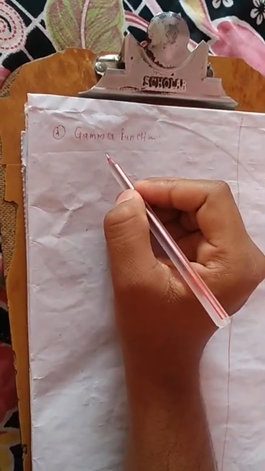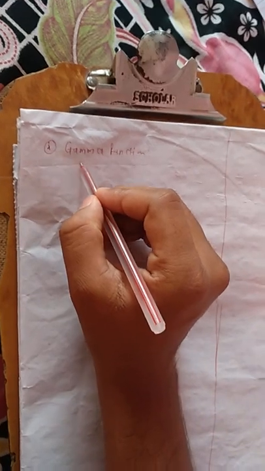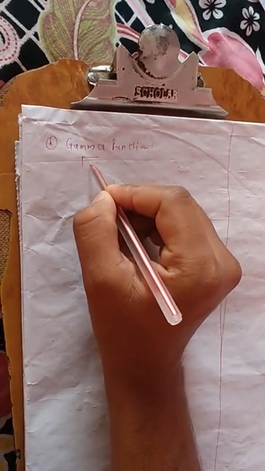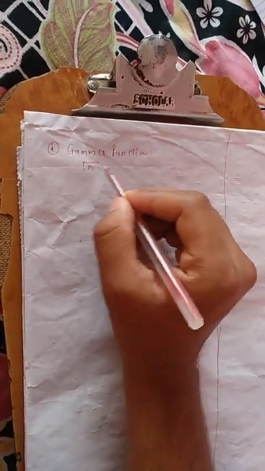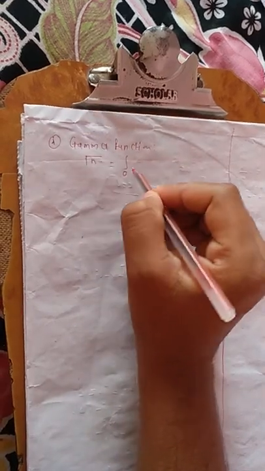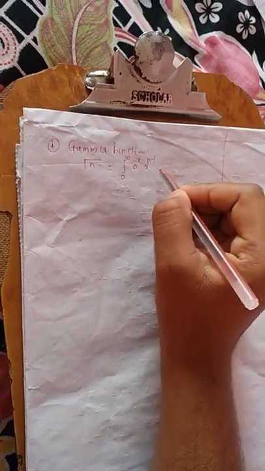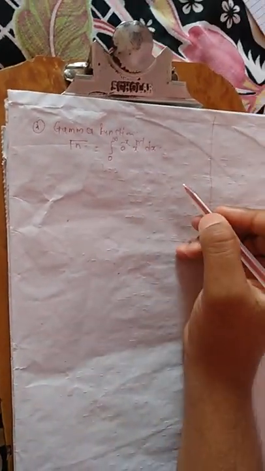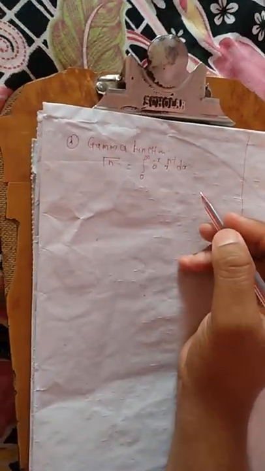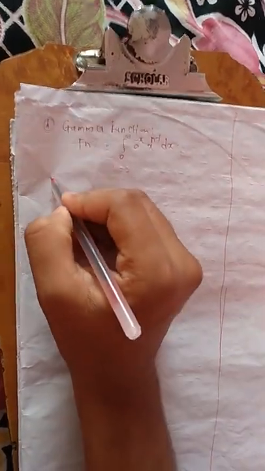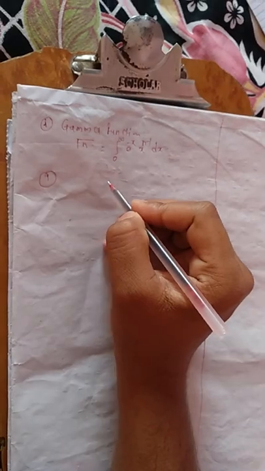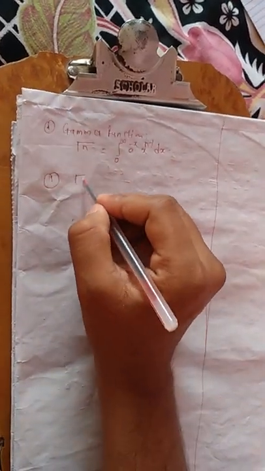We call that integration a gamma function, and it is denoted as gamma n, and it is given as gamma n is equal to integration 0 to infinity e raised to minus x, x raised to n minus 1 dx. There are a few properties of this gamma function. One by one we'll understand that. So the first property we have is gamma 1 is equal to 1.